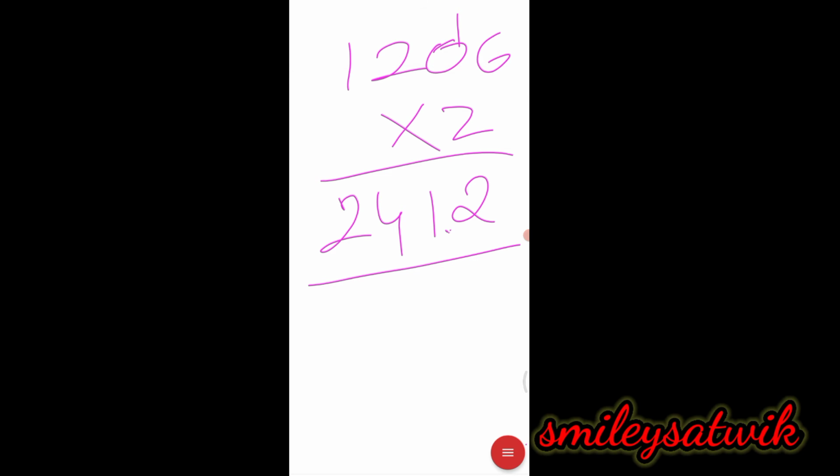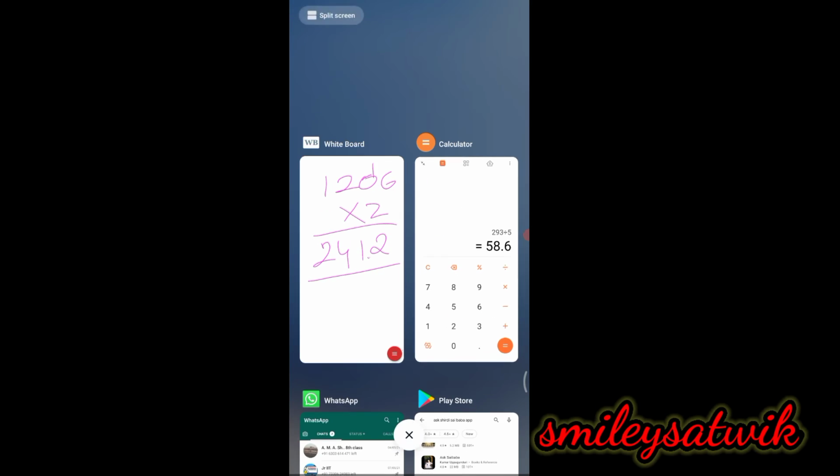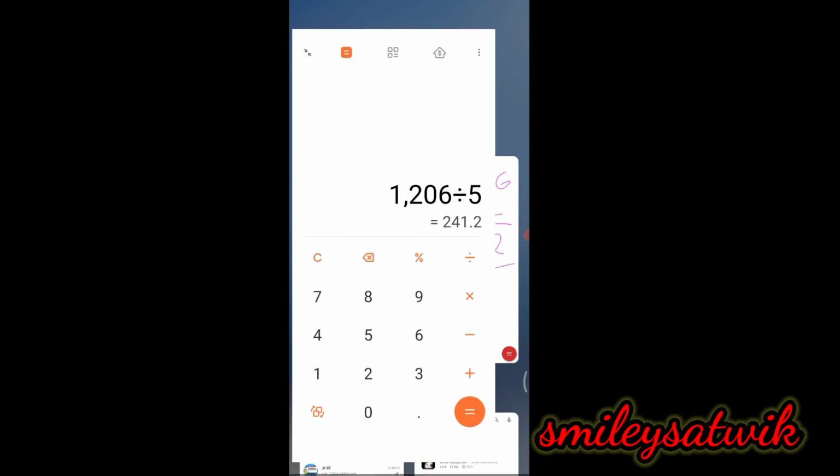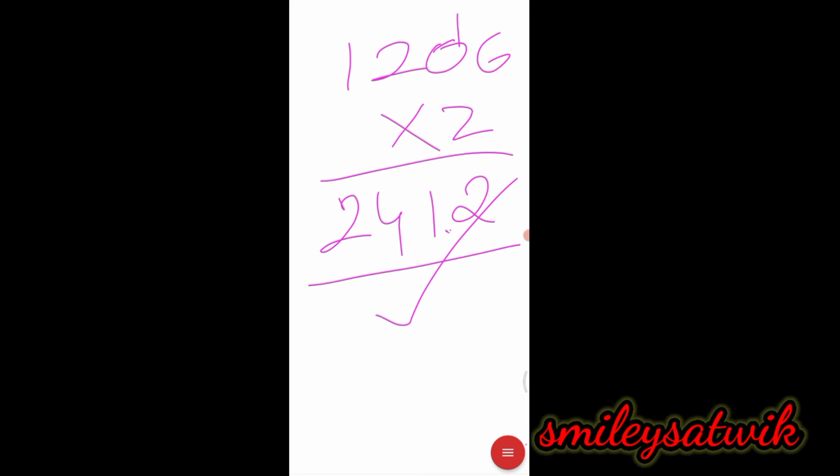So 1206 divided by 5, let's see. 1206 divided by 5 is 241.2. So our answer is correct.